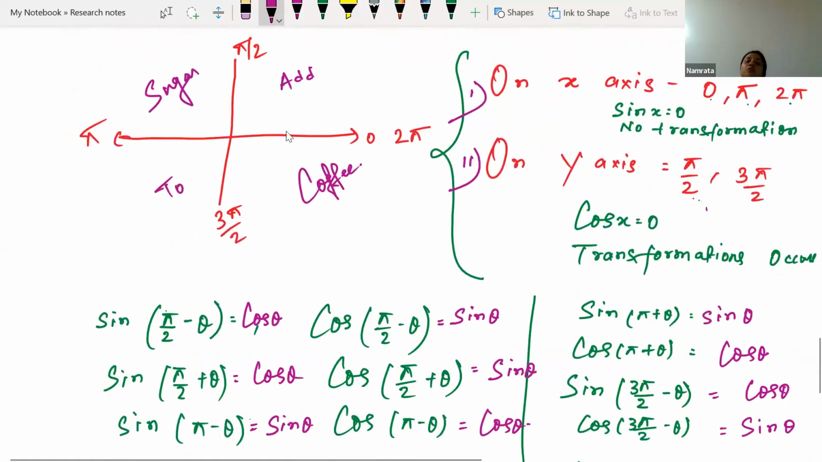So we know in the first quadrant, everything is positive. So sine of pi by 2 minus theta is coming in the first quadrant. Whatever it changes to, it will remain positive only. Cos theta will be positive. Can you see the first one? Yes, ma'am.